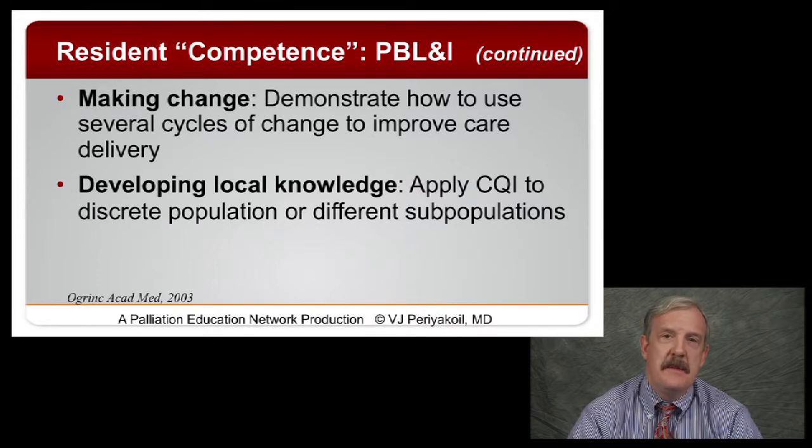And then finally, developing local knowledge. Can they apply continuous quality improvement to discrete populations or different subpopulations needing attention? Again, diabetes is a good example. We know this is a highly prevalent chronic disease that has substantial health implications for patients whose diabetes is not well controlled. Can they apply continuous quality improvement to a group of diabetics that they're responsible for in their clinic? Would be an example developing local knowledge.